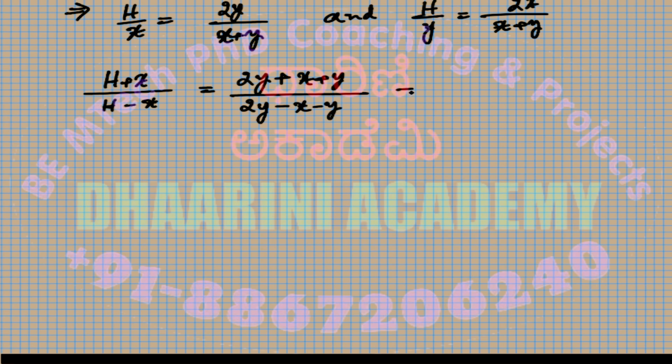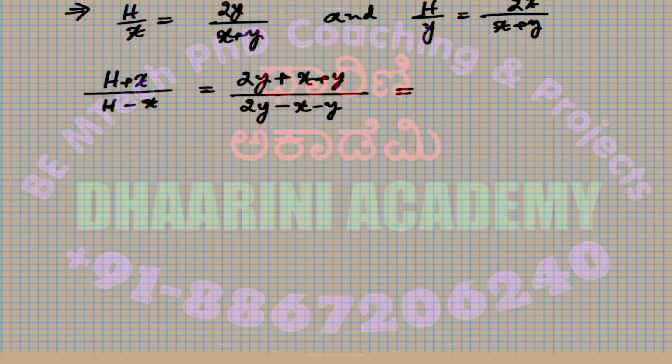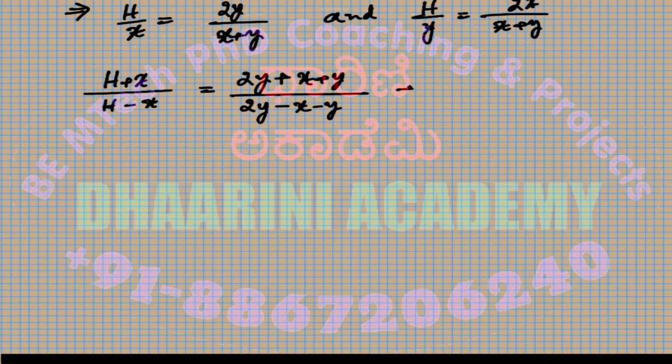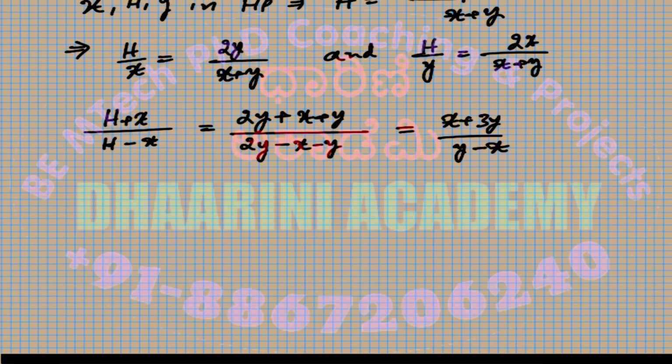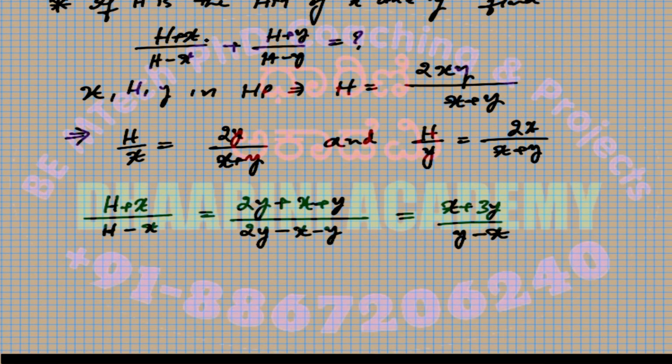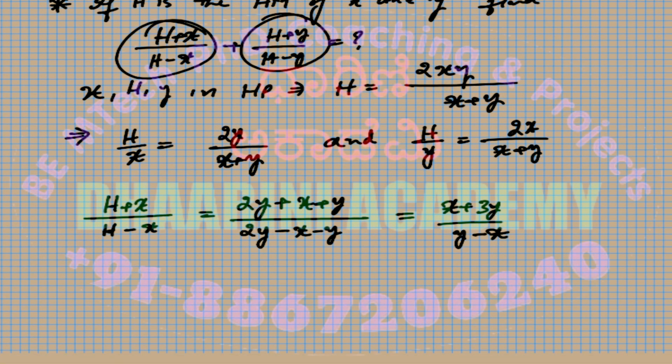All right, so let's try to simplify this. So H plus X by H minus X becomes, numerator, this is equal to x plus 3y. Denominator is y minus x. Similarly, I am trying to perform the other term required in my question. I need another term, that is H plus Y by H minus Y. Let's just verify. Yes. So we got this term. I need to calculate H plus Y by H minus Y.